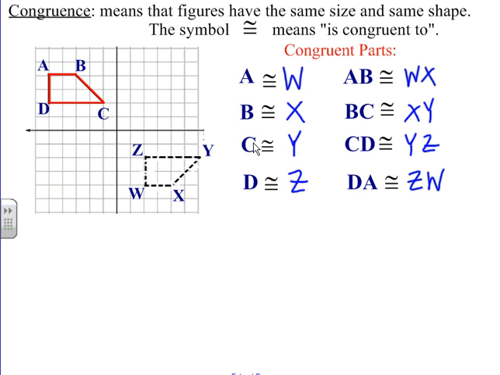And we could have used our angles as a helper too here. AB, WX, BC, XY, CD, YZ, DA, ZW. So we can see that that connects as well. That's the end of this lesson.